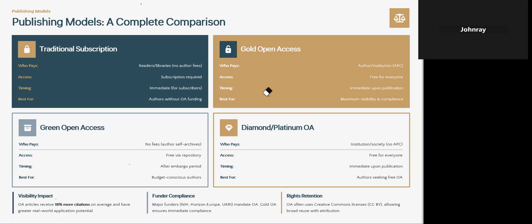Then the green open access. This one has no fee, but it comes with a condition. It's published on subscription, but it's also allowed to be accessed after a certain period of time. So they put an embargo on it. They'll keep this paper for subscribers for maybe 2 years. After 2 years, they release it to the public where everybody can access it freely.